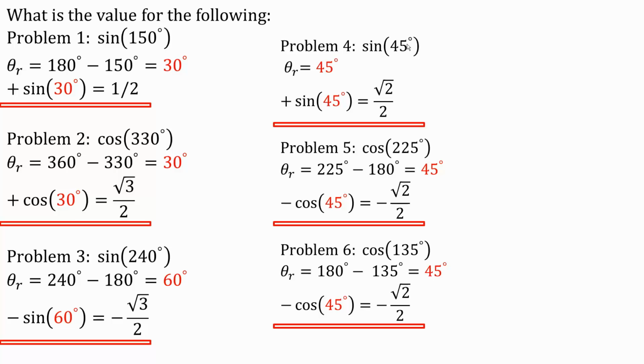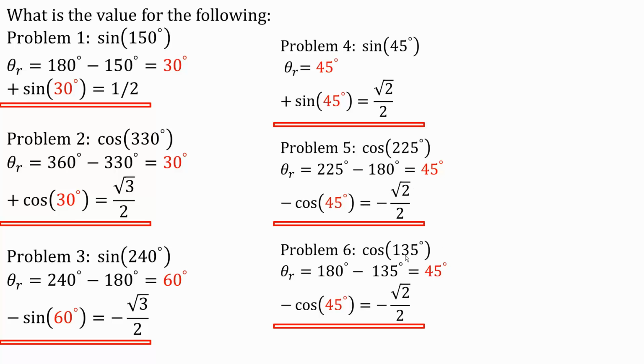Next, sine 45. Our reference angle is the same, so 45 degrees. And everything is positive, sine, cosine, tangent, for quadrant 1. So we get positive sine 45, which is the square root of 2 divided by 2. Next, cosine 225. We are in quadrant 3. So the reference angle will be 225 minus 180, which is 45 degrees. And in quadrant 3, only tan is positive. So we have negative cosine 45 degrees, which is negative the square root of 2 divided by 2.